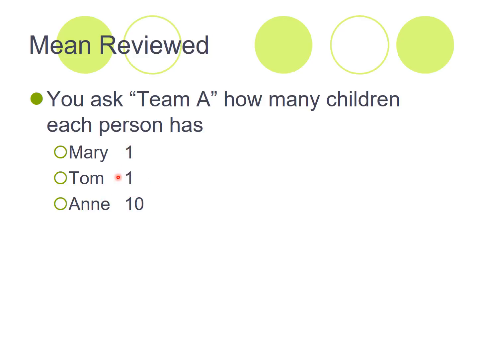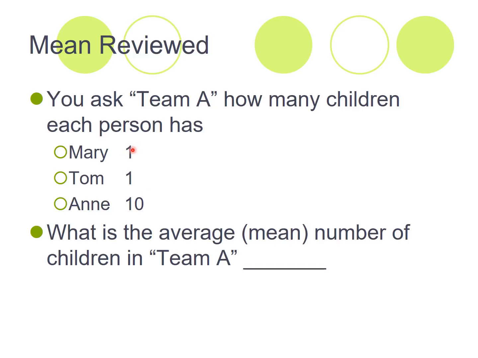Okay, let's take a look at what the mean tells us about this group. So just to refresh back to what we were looking at before, to calculate the mean, we add up all the data items and then divide by the number of data items. So Mary has 1 child, Tom has 1, so 1 and 1 is 2, plus 10 is 12. So we've added all of those up and got 12. And there are 3 pieces of data, 1, 2, 3. So we divide the 12 by 3 and we get an average of 4, or a mean of 4. So for Team A, our mean is 4, but there's a huge difference between Mary and Tom and Anne. There's quite a bit of variance in this, okay?